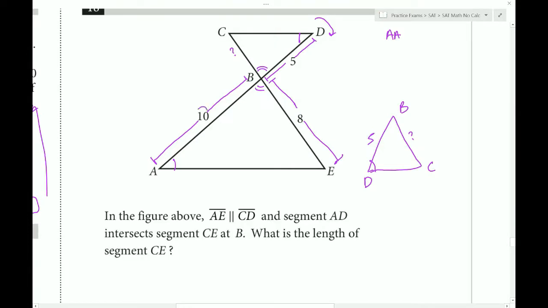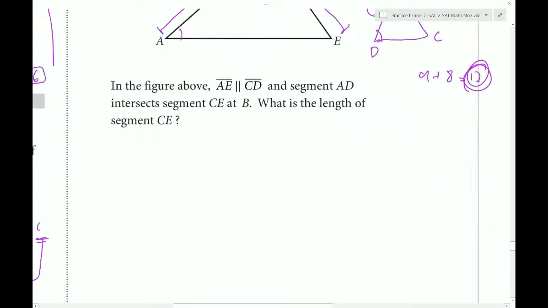And so we can actually set up a proportion using the sides. So 10 is to 5 as 8 is to question mark. Solve for question mark, we get 10 question mark equals 40. Divide by 10, we get question mark equals 4. But we're not looking for question mark, we're looking for the total. And the total of CE would be 4 that we just found, plus 8, which is 12. Okay.